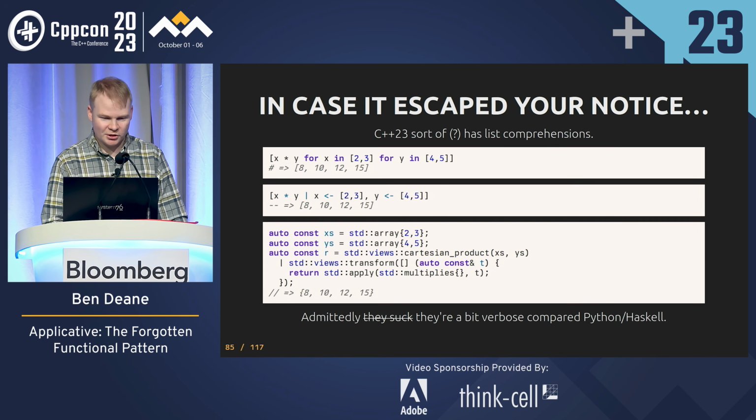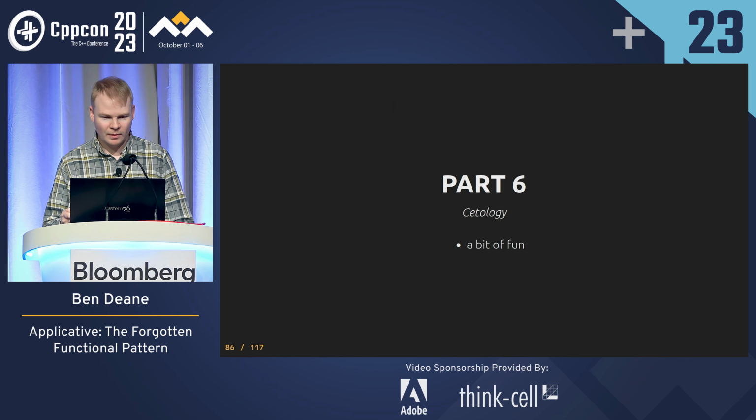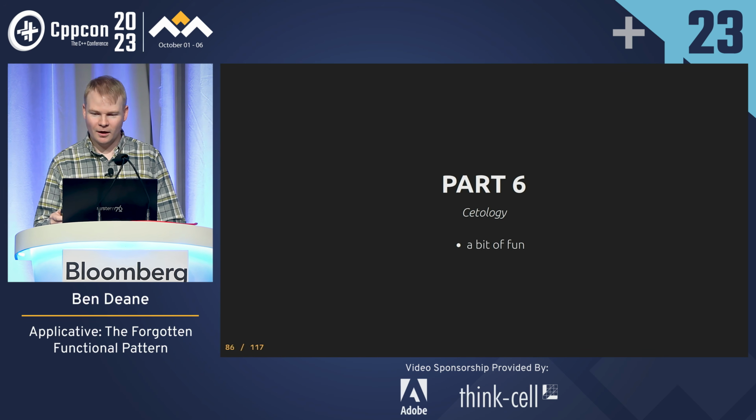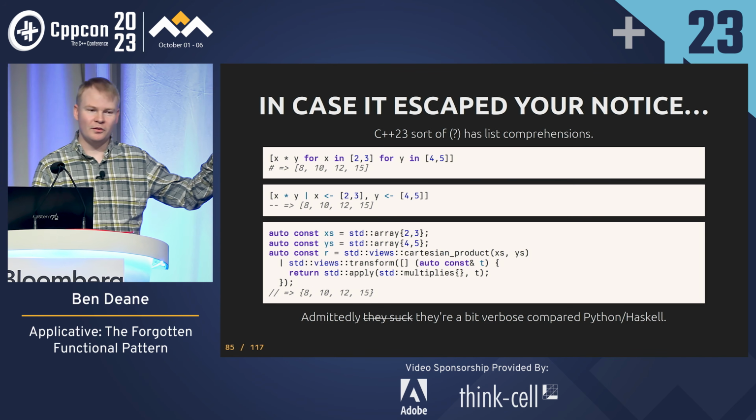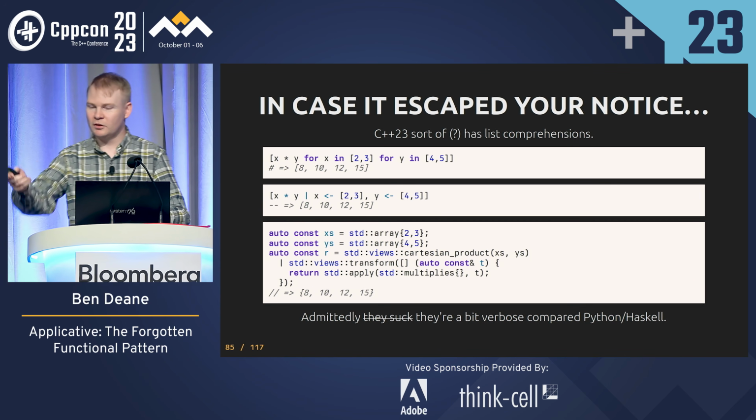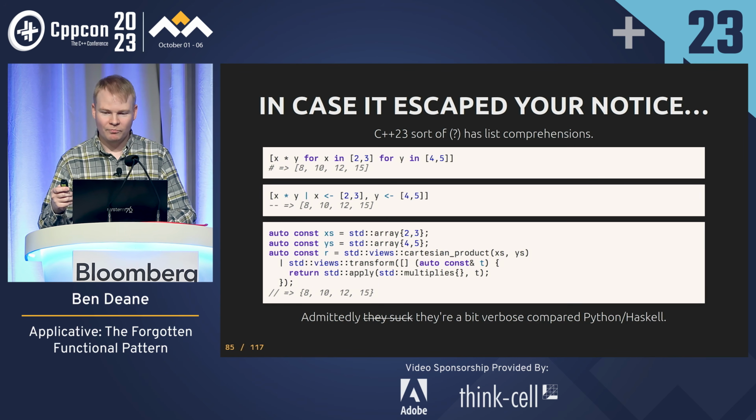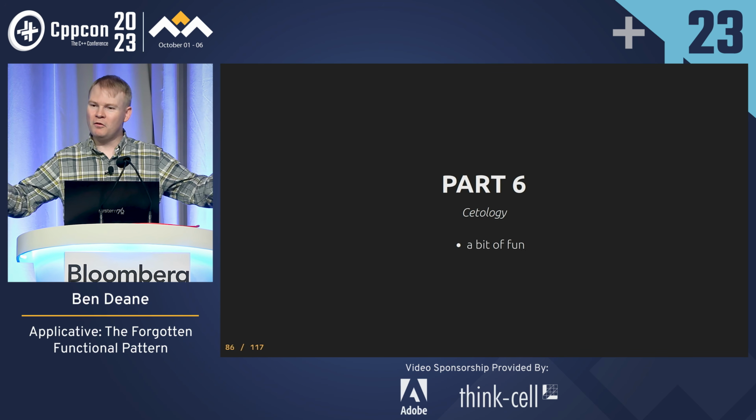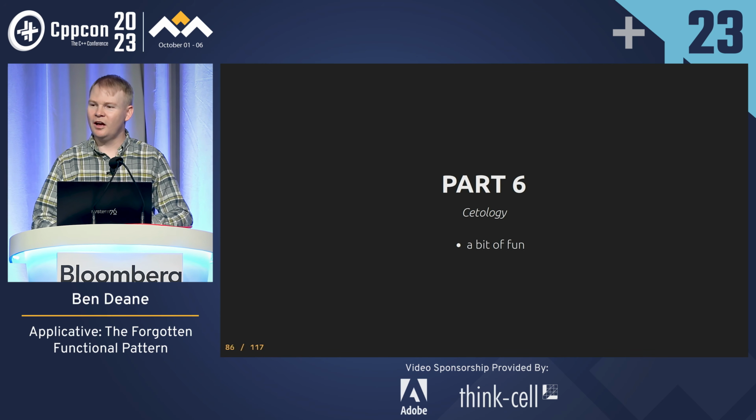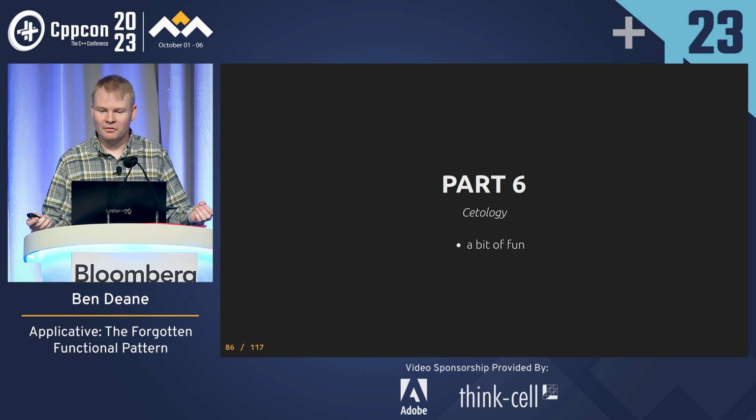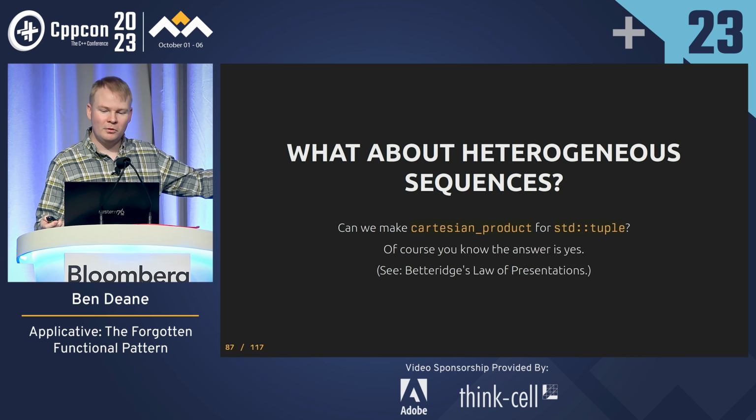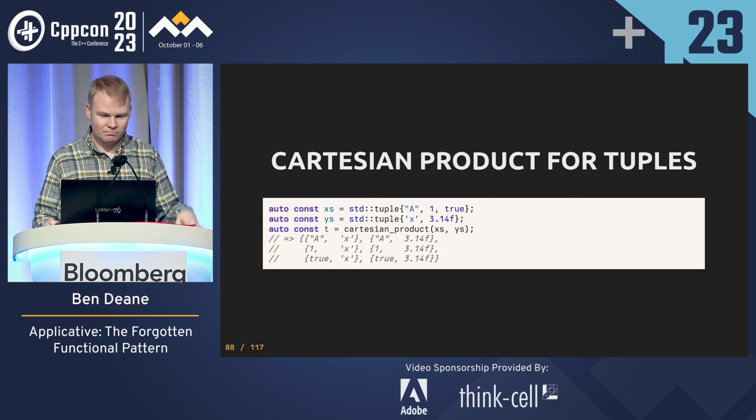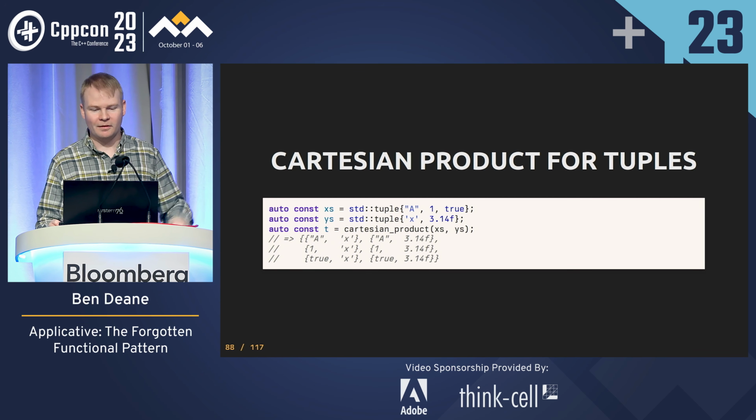Now the next section I think I'm going to skip. I will go through the slides, but mostly for the video. So we can write Cartesian product for ranges, and folks like Tristan have. We can also think about ranges of heterogeneous elements, i.e. tuples. So can we write Cartesian product for tuples? Yes. And here is what the result looks like.